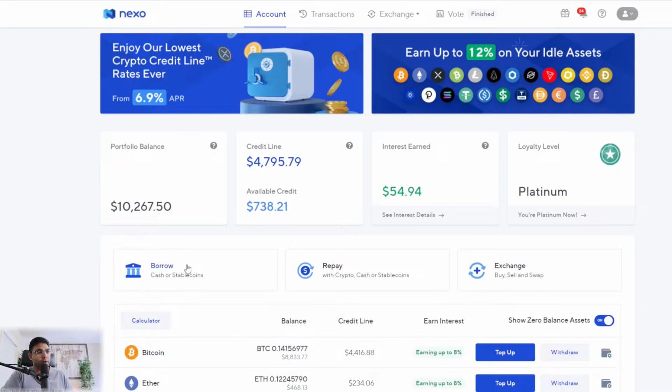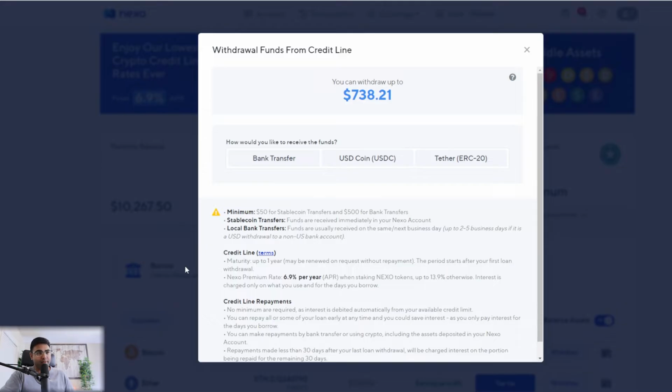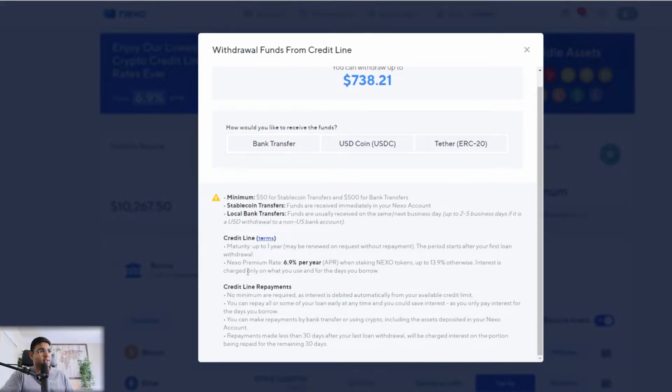So I'll go to borrow cash or stablecoins. Once we navigate to this page, it says I can withdraw up to this particular amount. And if you look carefully, there's this Nexo premium rate of 6.9% per year. It's not totally free to take out. This is given to me based on my loyalty status of Platinum, so it does differ if you're a different level, and the interest rate can be different.